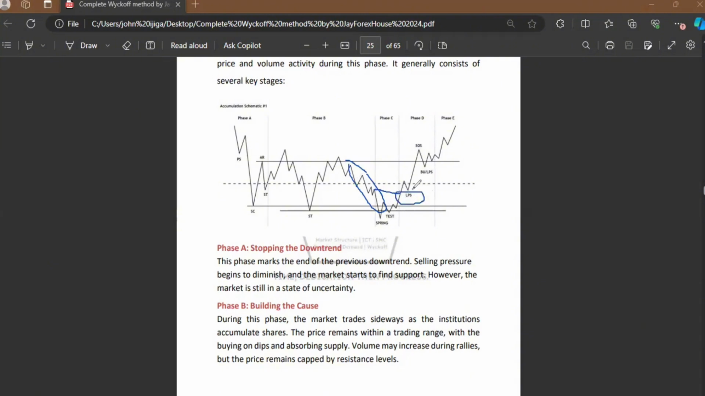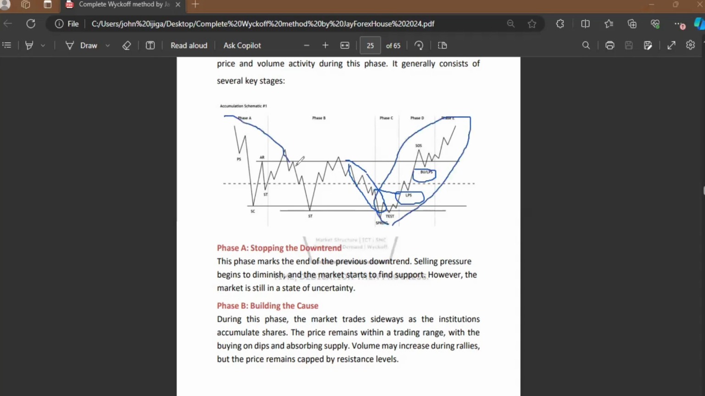All right. So testing this area is also another good point where traders could get an entry from. And this is also a good point where traders could get an entry from. But from phase D and E, these are the phases where the true bullish rally starts to happen.